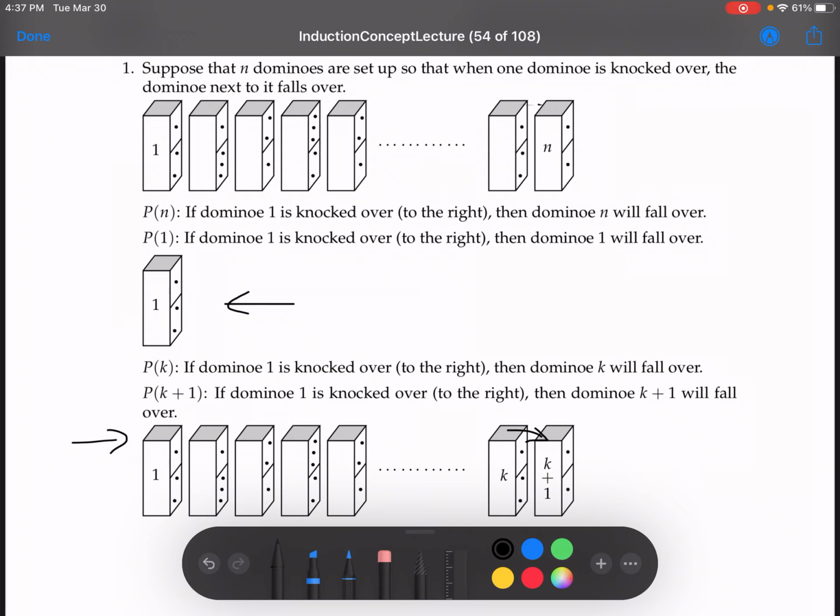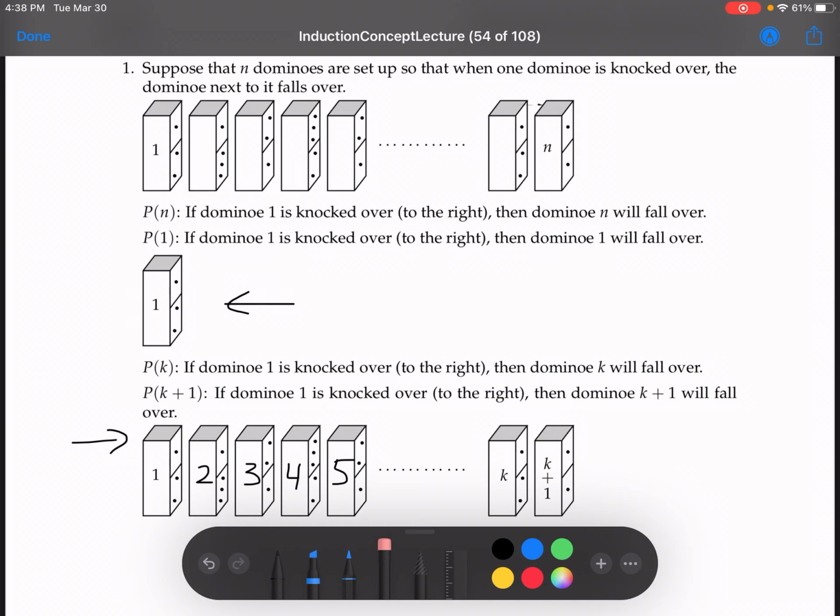Then, assuming that if we knock over the first, the kth will fall over, then we know that the k plus first will fall over. And notice that this works for any k, right? If k is 2, then we know that if we knock over domino 1, domino 2 will fall over, then we definitely know that domino 3 will fall over. Similarly, if we know that if we knock over domino 1, then domino 3 will fall over, then we know certainly that domino 4 will fall over. And so on and so on and so on.